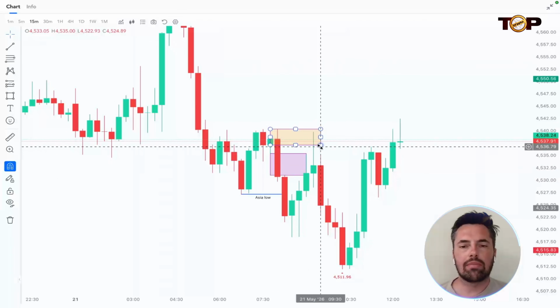And obviously, as I was talking about spreads and everything on gold, you can get a really clean entry with minimal commissions and spreads to pay.